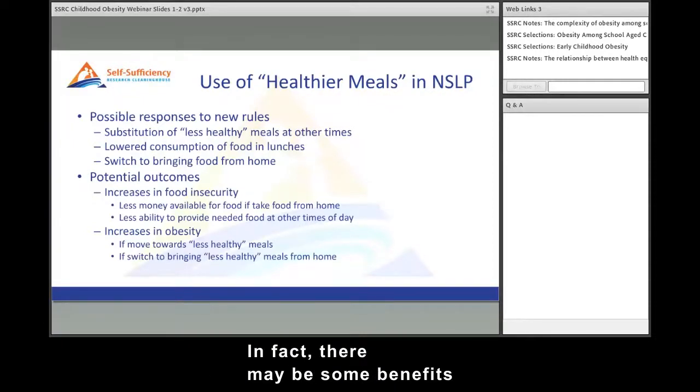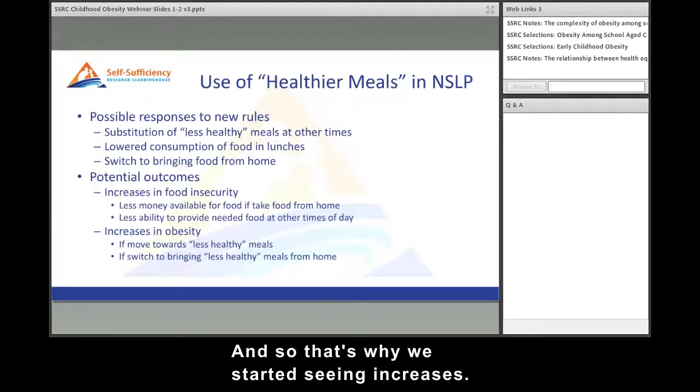In fact, there may be some benefits to having, quote-unquote, healthier meals. However, for low-income households, it was overall a bad deal. And so that's why we've seen increases.